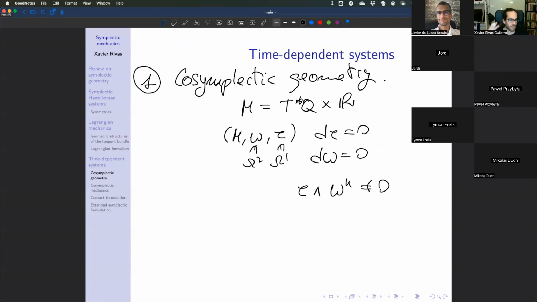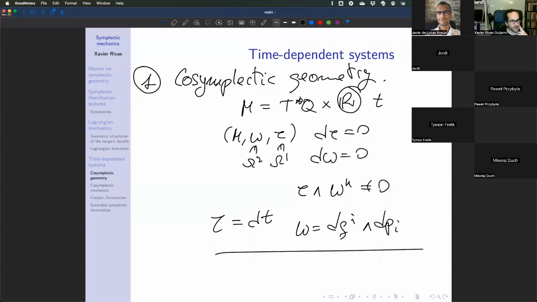And if you want me to explain it, I can give a lecture only on cosymplectic geometry, on cosymplectic systems, if you are interested in it. So you can find Darboux coordinates so that this tau is just the differential of the time. Of course, you can think of this real line as the time, and omega will be dq_i ∧ dp_i. And here you can write the Hamilton equations. The only thing that you have is that this thing has to be the differential of the Hamiltonian, and this thing here has to be 1.